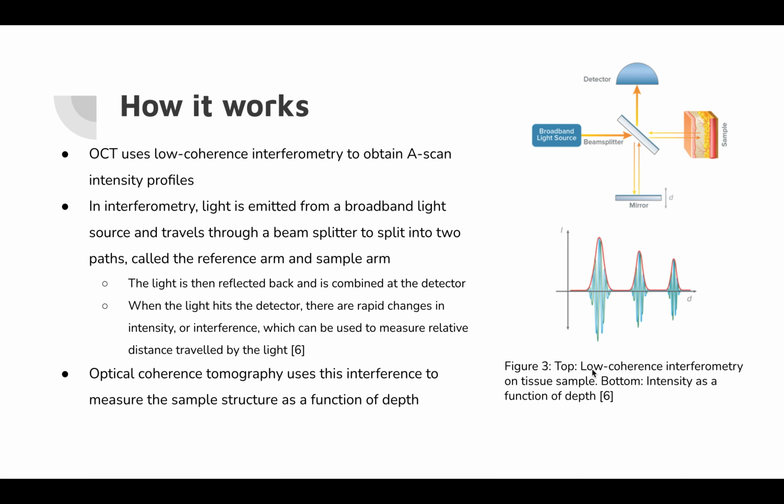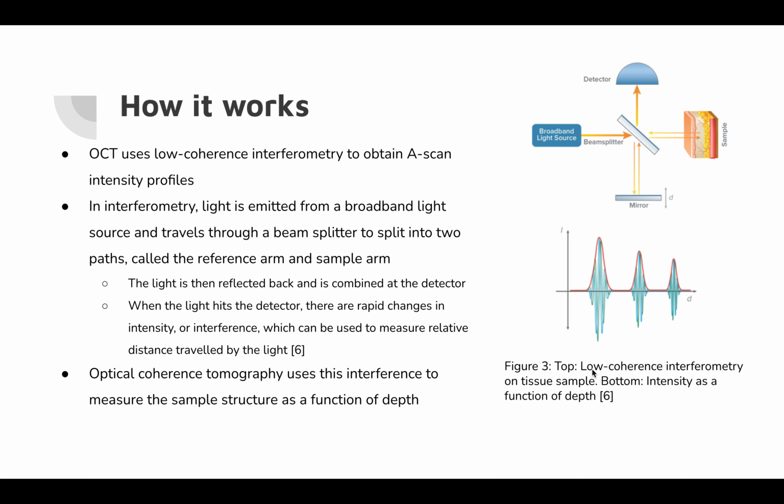When the light hits the detector, there are rapid changes in intensity, called interference, which is used to measure the relative distance traveled by the light, as the light was emitted in phase and returns to the detector slightly out of phase due to the two arms traveling different distances, creating interference. This interference is used to measure the sample structure as a function of depth.